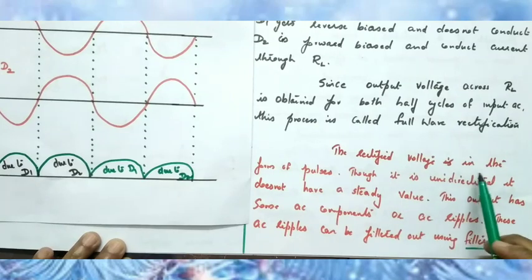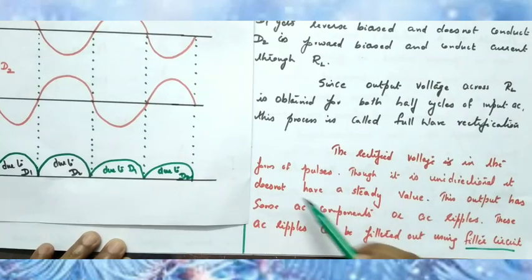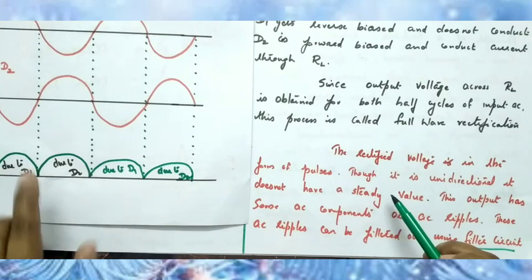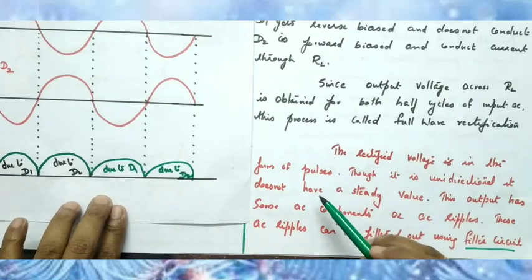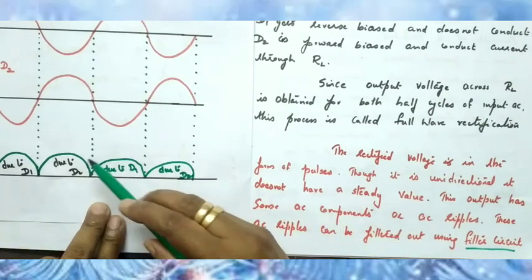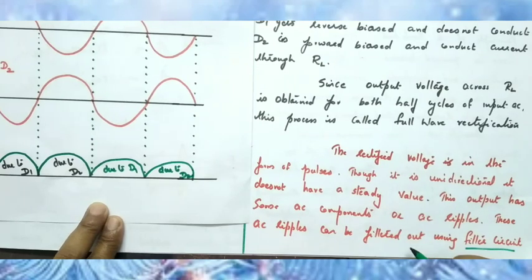The rectified voltage is in the form of pulses. Though it is unidirectional, it does not have a steady value. It is unidirectional because there is no negative component. Steady value means voltage remains constant. This output has some AC components, or AC ripples. These AC ripples can be filtered out by using a filter circuit.